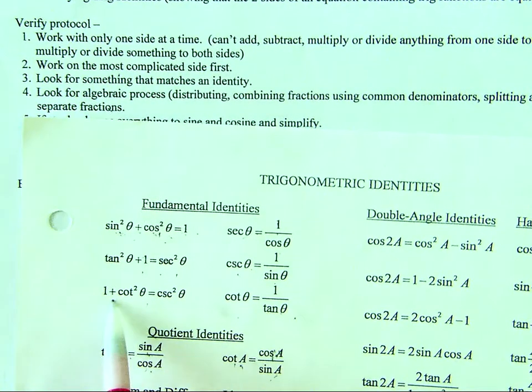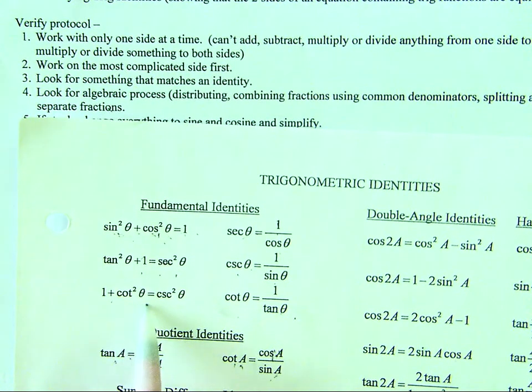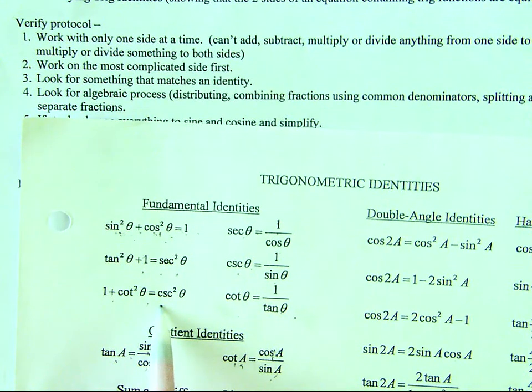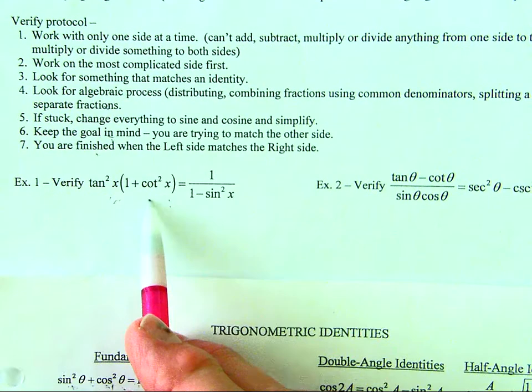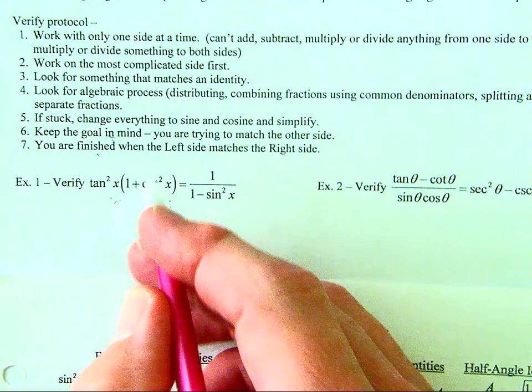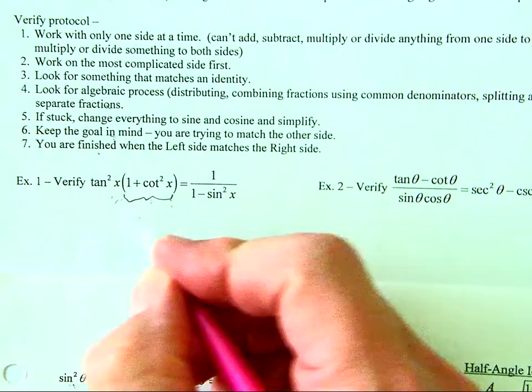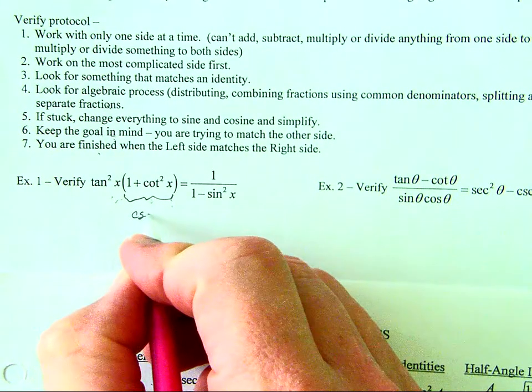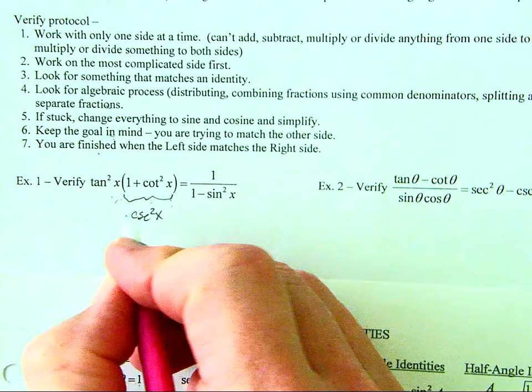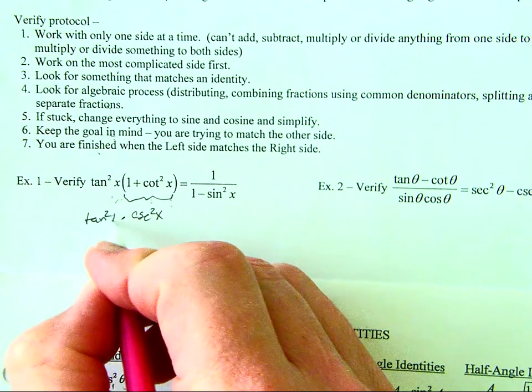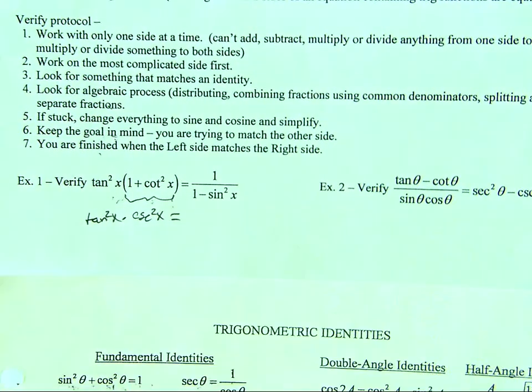If you look at your identity sheet, do you see anything you can use there? Well, here, notice we have one that says 1 plus cotangent squared equals cosecant squared. Well, we have a 1 plus cotangent squared right there. So maybe we want to change that. Let's take that 1 plus cotangent squared and change that to cosecant squared. So now this side looks like that.